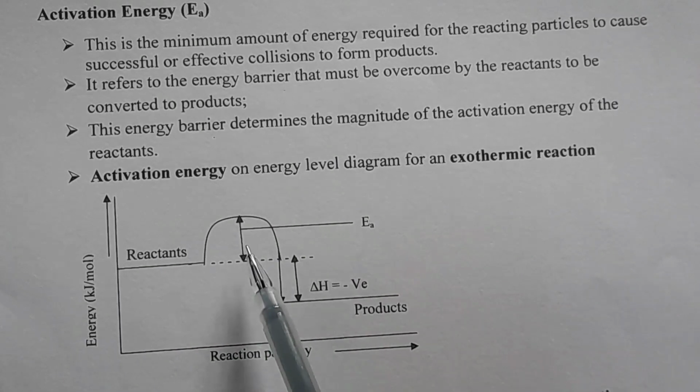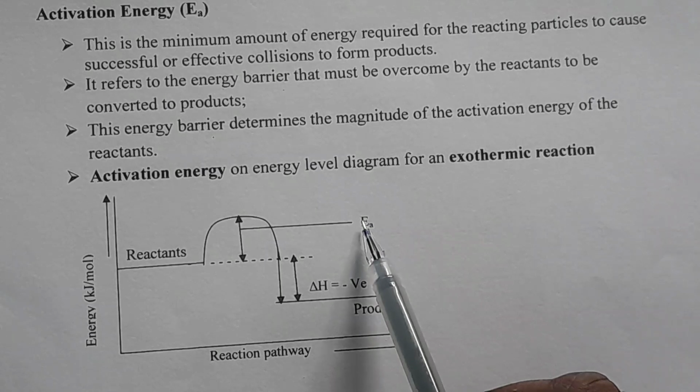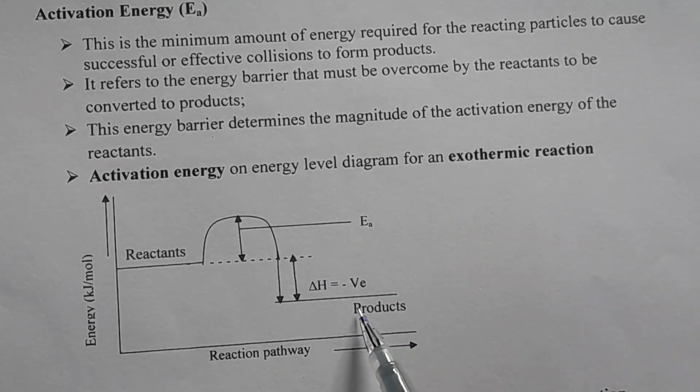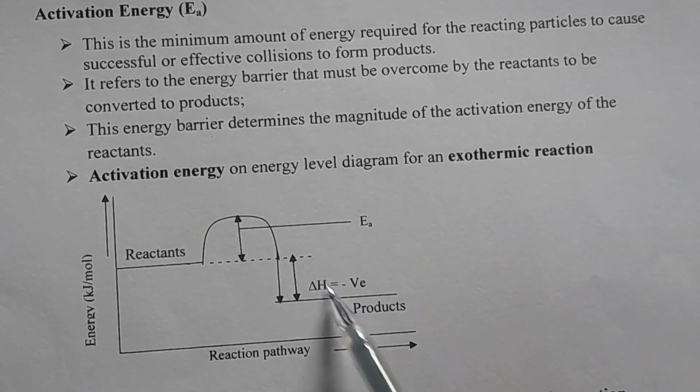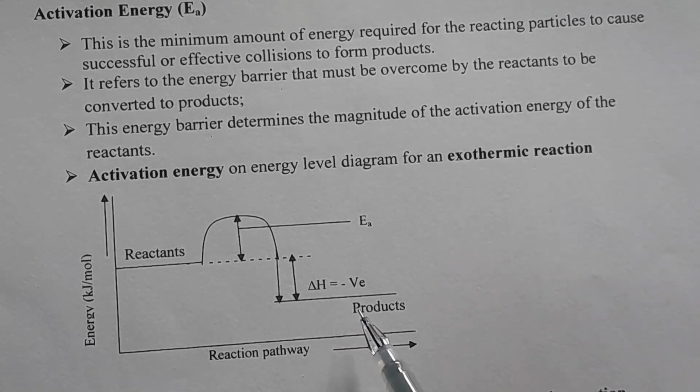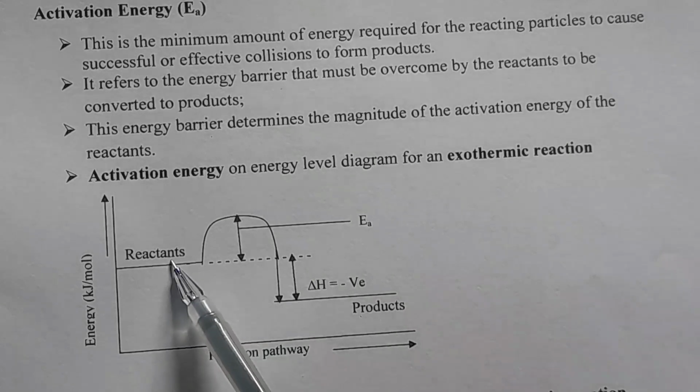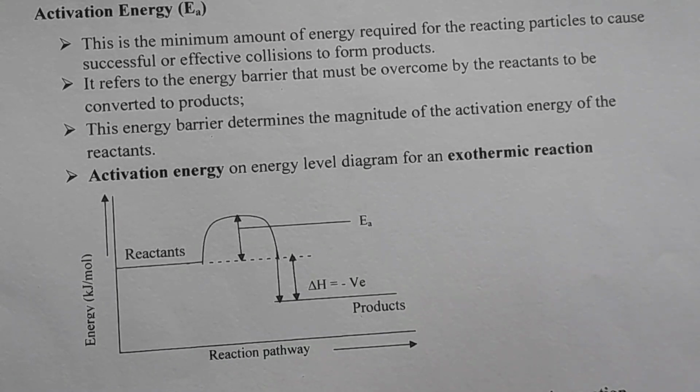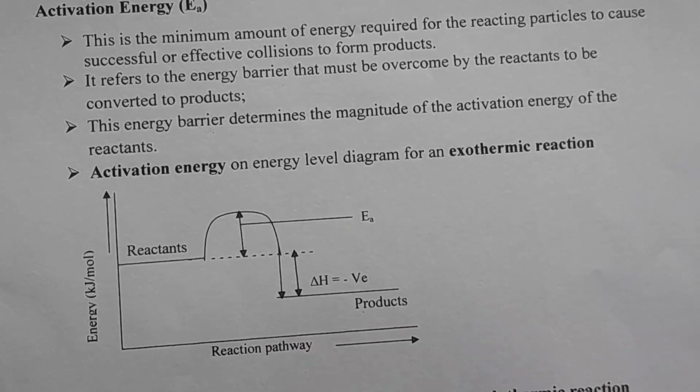So this is our activation energy. Here is our activation energy. So these are reactants and these are our products. So the enthalpy change here will be negative, because enthalpy change or heat change is gotten by enthalpy of products minus enthalpy of reactants. Okay, the activation energy is there. You have to know that.